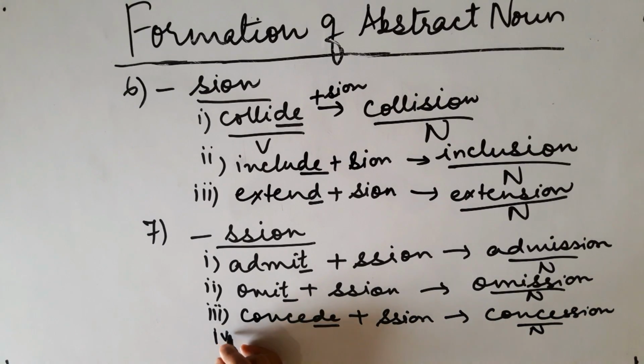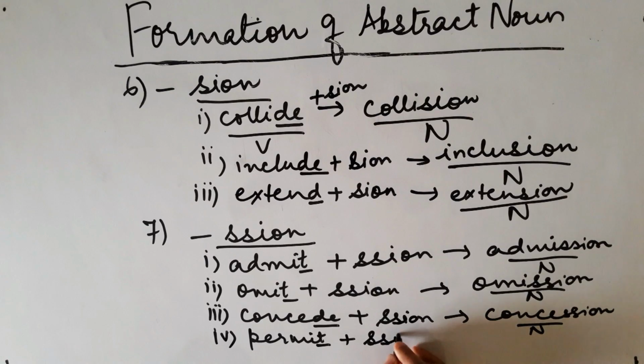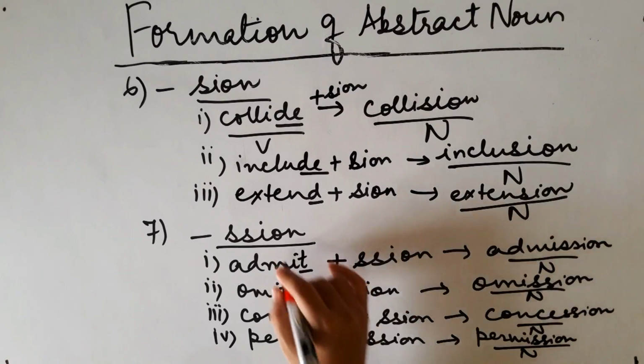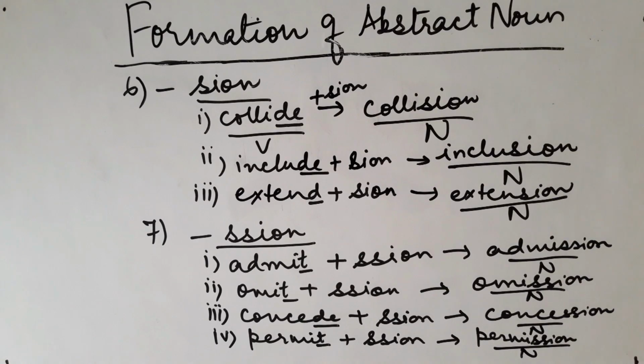We have words like permit. Again the same, we will replace t with double s-i-o-n and it becomes permission. So in this way, we are changing the verbs into nouns by simply adding some letters and by deleting some letters from it.